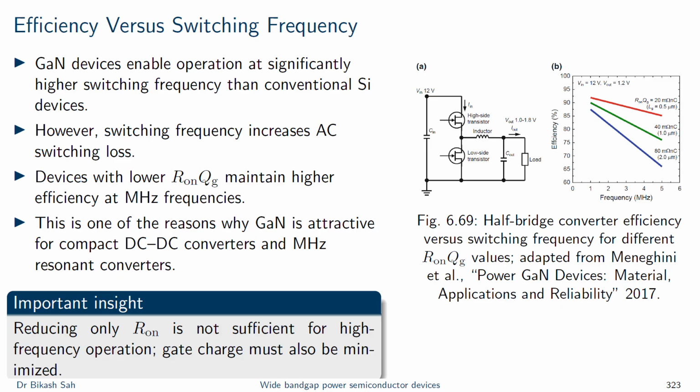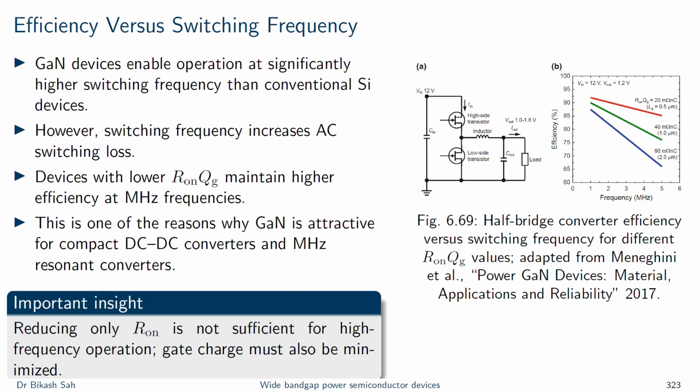But when I want to technically stress this statement in the block, then I would say that reducing only R_on is not sufficient. A large device may have low conduction loss but high capacitance, and at high frequency, that capacitance must be charged and discharged during every cycle. Therefore, an optimal device is not the largest device, it's the device that balances the conduction and the switching losses for the actual operating point under consideration.